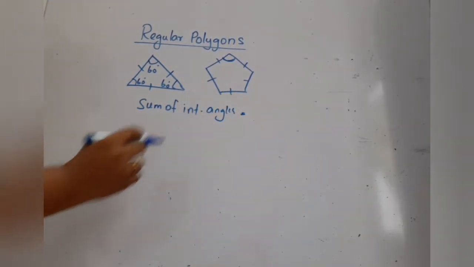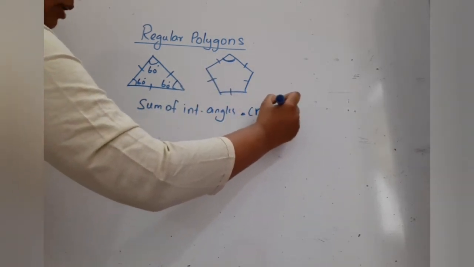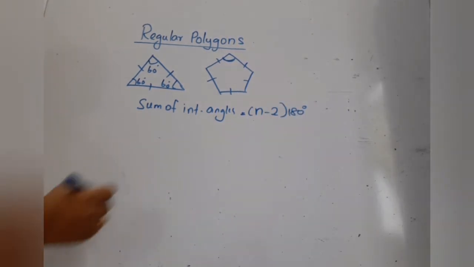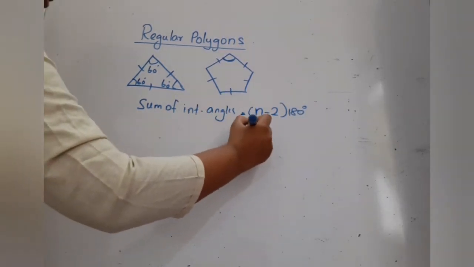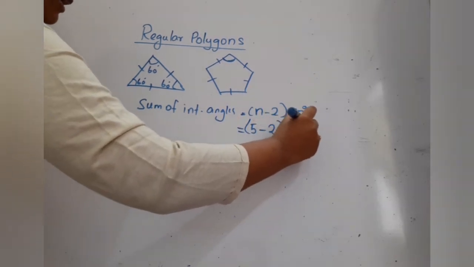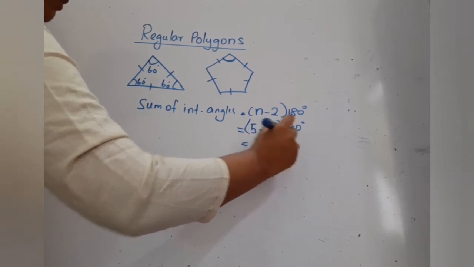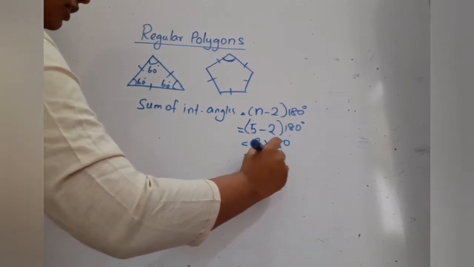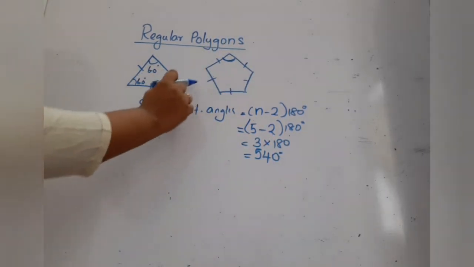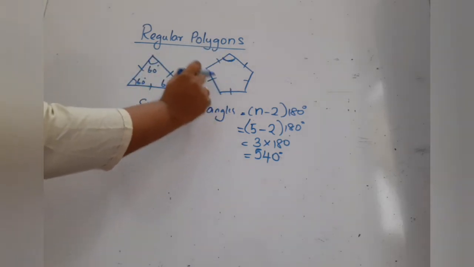As we learnt before, this has 5 sides. So the formula is (n minus 2) into 180 degrees. So n is 5, minus 2, into 180 degrees. So it's 3 into 180, which is 540 degrees. So this is the sum of all 5 angles. Since this is a regular pentagon, all 5 angles are equal.